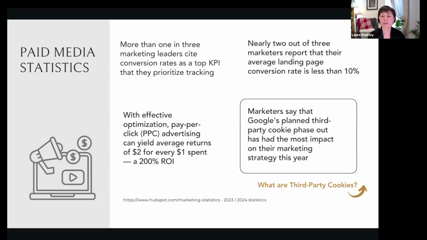And then marketers say that Google's planned third-party cookie phase out has had the most impact on their marketing strategy this year. Now, we'll point out that these stats are all from 2023 and 2024. So this Google third-party piece is something that is ongoing. And recent news, as of the recording of this webinar, is that the third-party cookie phase out for Google is pushed off to 2025 because there's still a lot of things that organizations are working through.